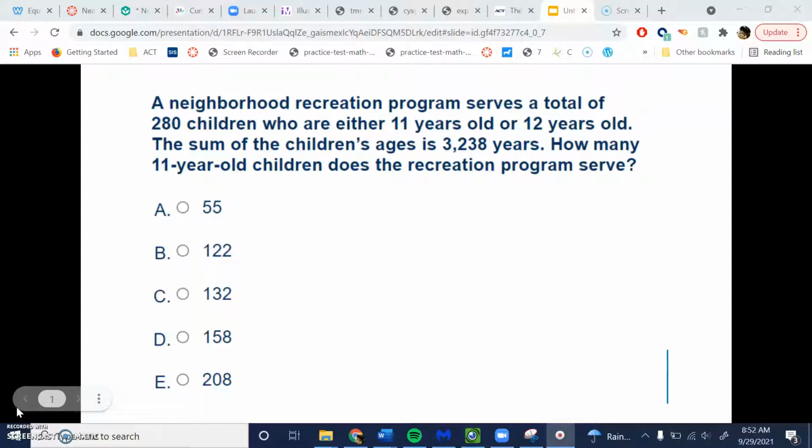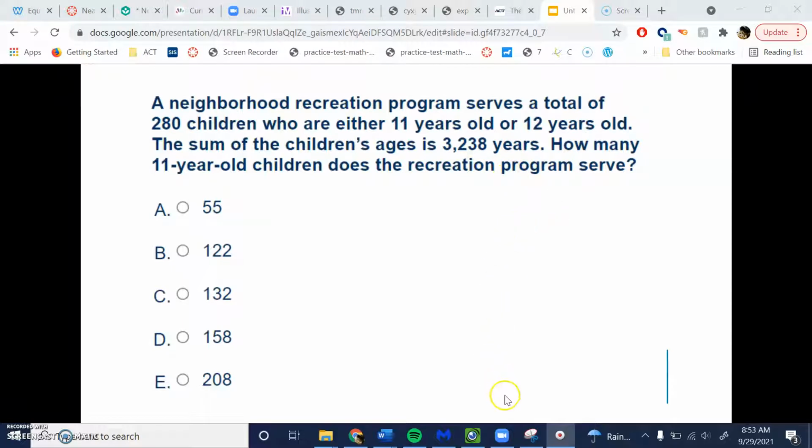Ready, set, go. All right, a neighborhood recreation program serves a total of 280 children who are either 11 years old or 12 years old. The sum of the ages of the children is 3,238 years. How many 11-year-old children does the recreation program serve?